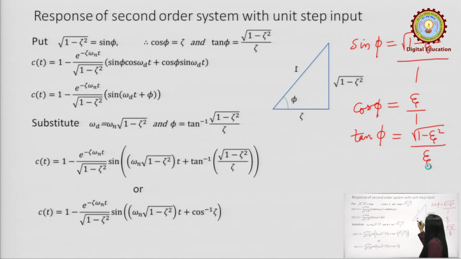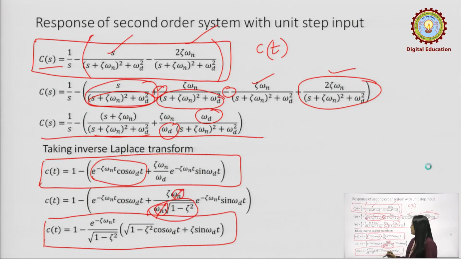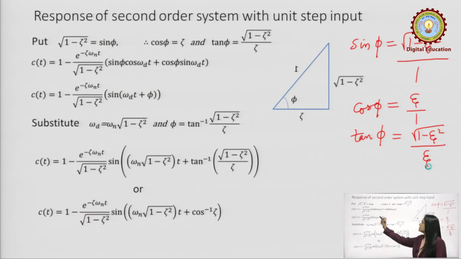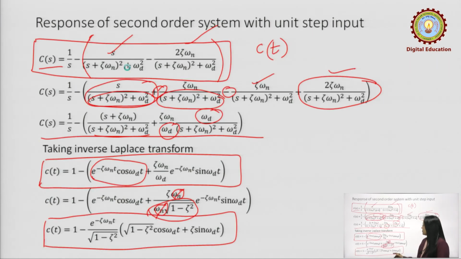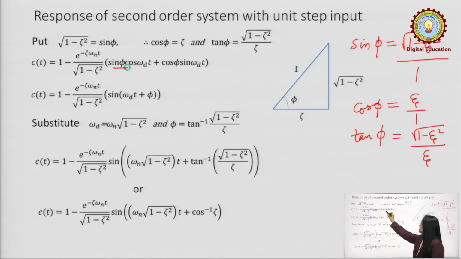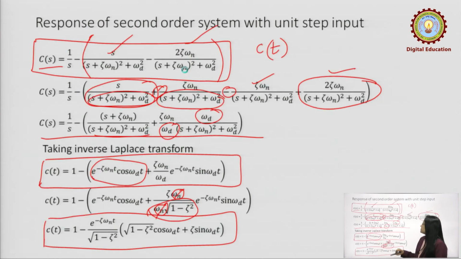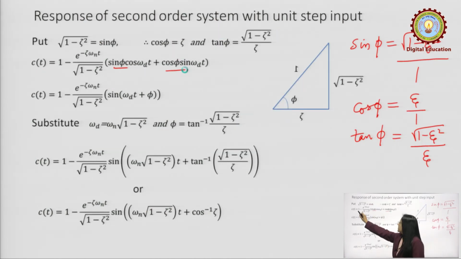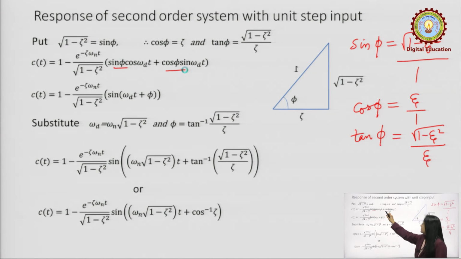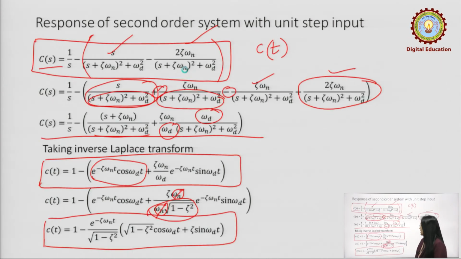We have clearly defined a new term phi and identified what is sin phi, what is cos phi, and what is tan phi. Replacing all those values here, in place of root of 1 minus zeta square we are replacing the quantity sin phi, and in place of zeta we are replacing it as cos phi. So, C of t now becomes 1 minus e raised to minus zeta omega n t upon root of 1 minus zeta square, sin omega dt cos phi plus cos omega dt sin phi.